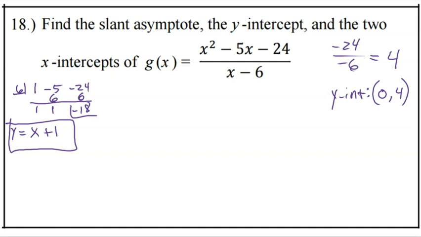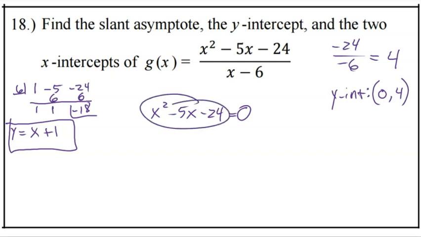All right, moving on to the x-intercepts. To find the x-intercepts, all we need are the zeros of the numerator. So we completely ignore the denominator. We just want the numerator. So we're going to write x squared minus 5x minus 24. We're going to set it equal to 0. We're just going to find the zeros of this.